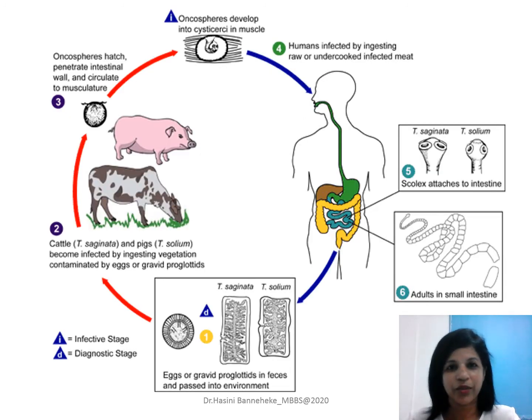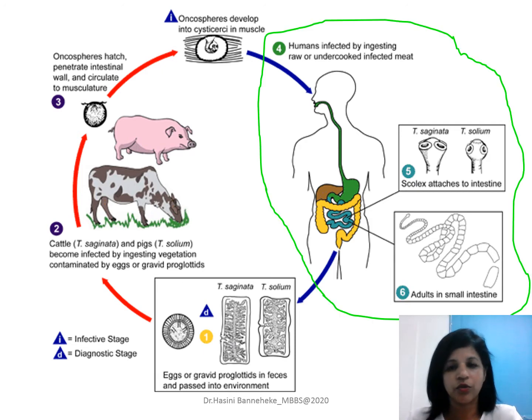So now let's look at a life cycle. This life cycle is common to Taenia solium and saginata. It's not that the two share a life cycle, but this life cycle image has been drawn so that it explains the life cycle of both species, saginata and solium.